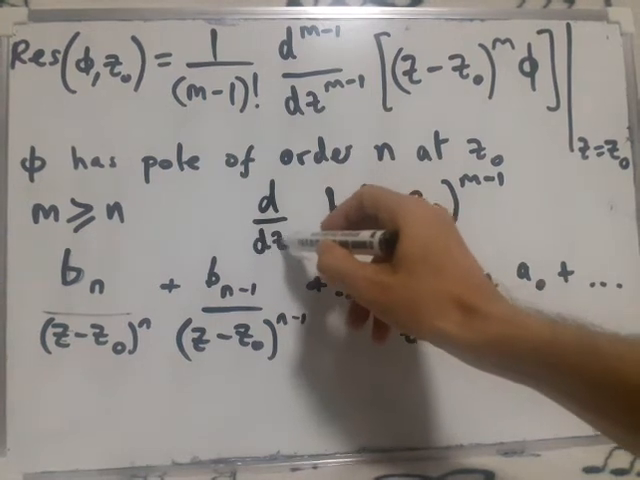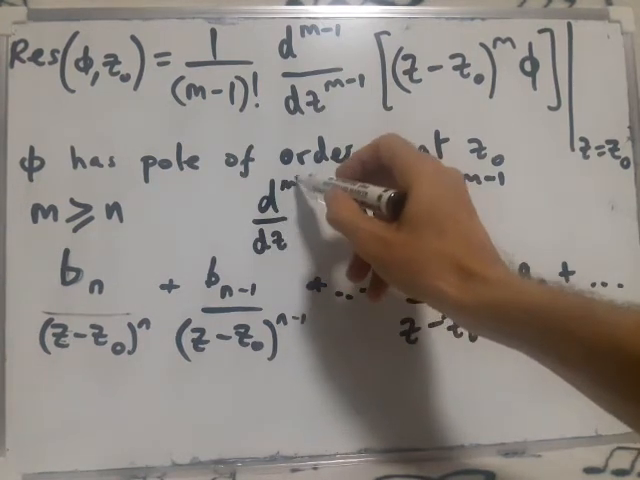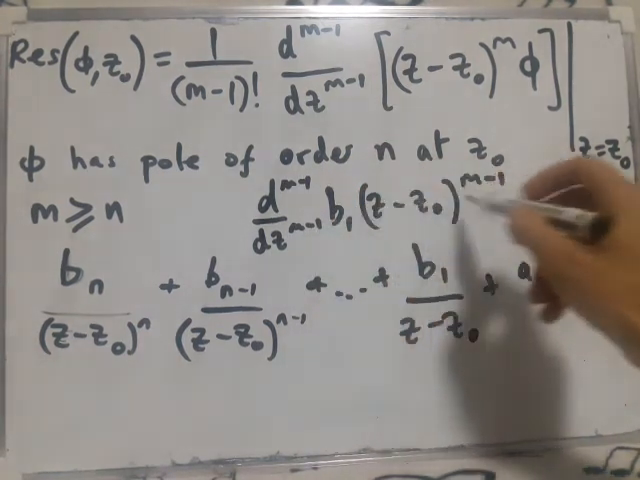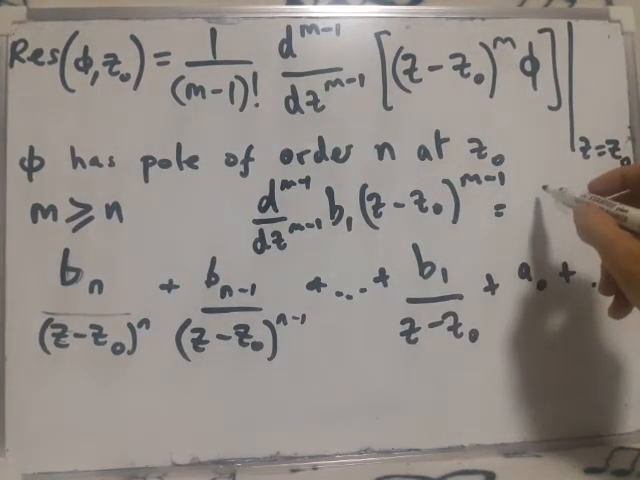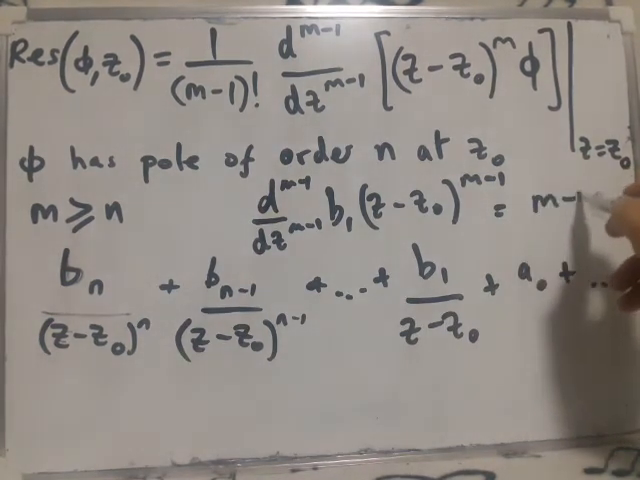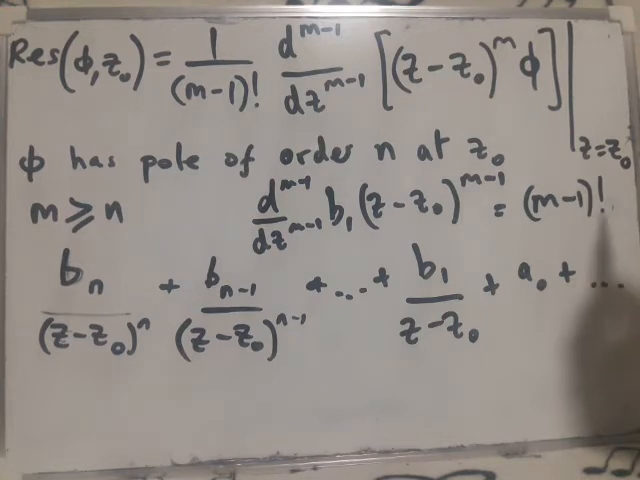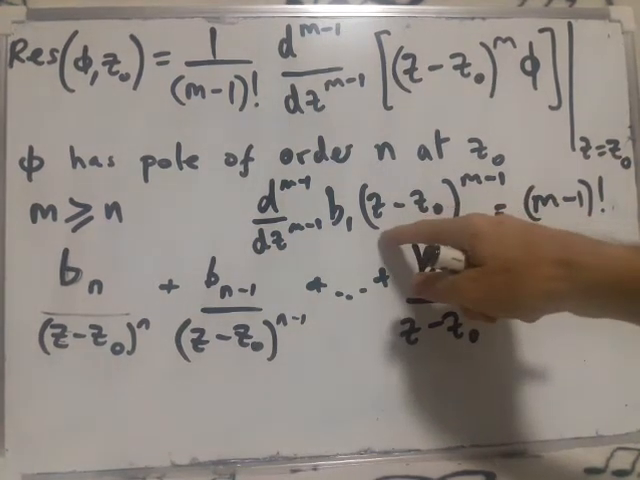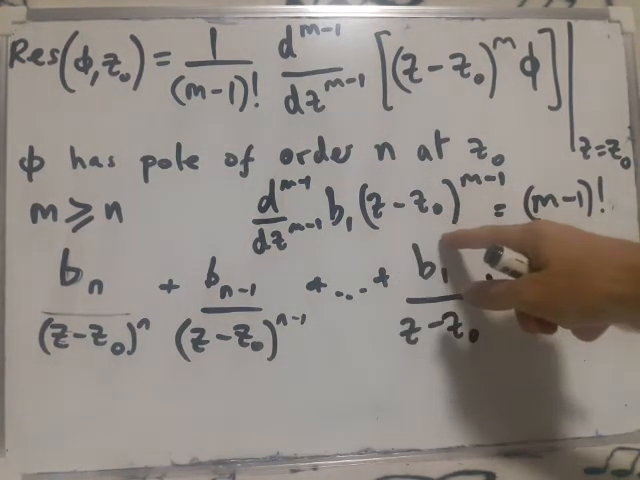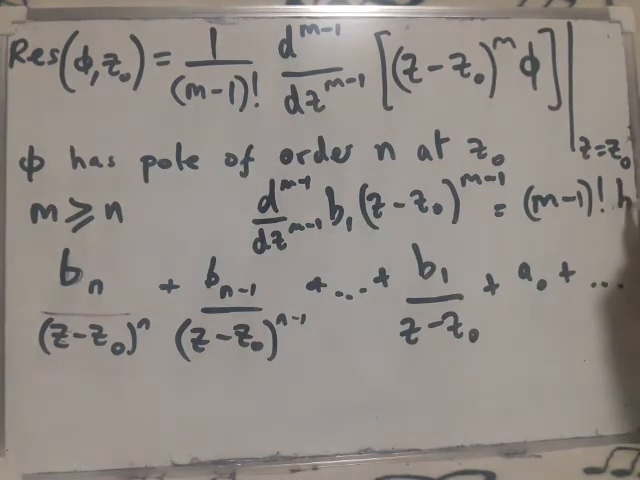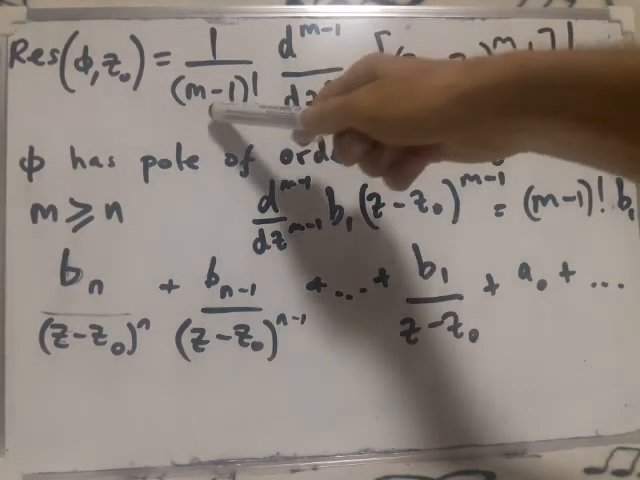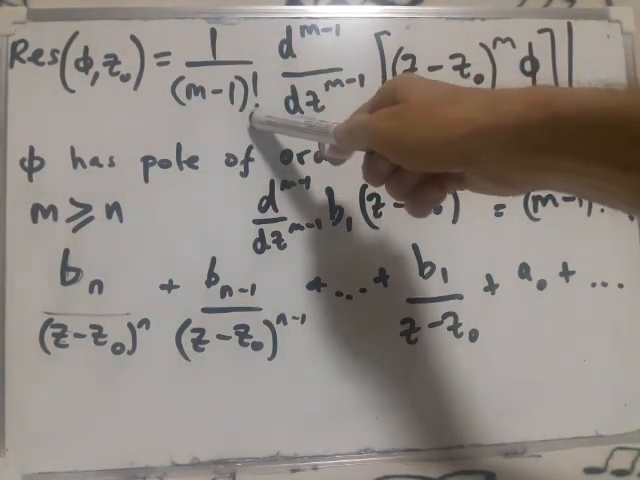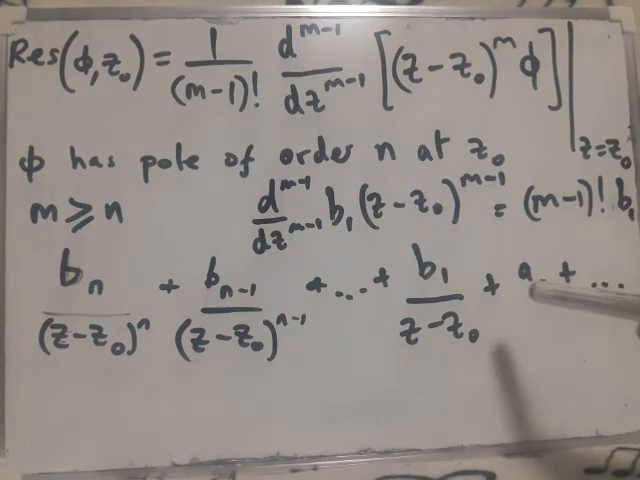d by dz differentiated m minus 1 times. We'll end up with basically m minus 1 factorial just times b1. So that's basically where the factor of m minus 1 factorial comes from. Everything else is going to give you 0.